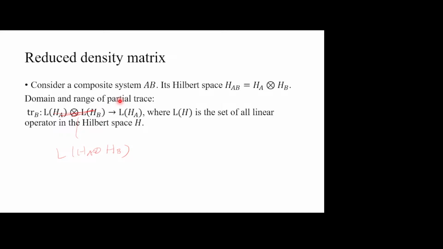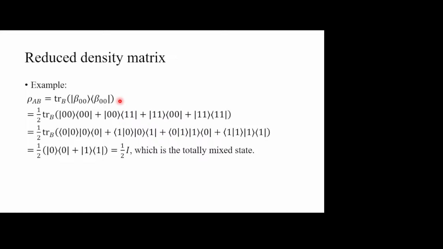Let's see an example. Suppose we are in a pure state. We want to see the reduced density matrix of this EPR pair beta 00. So we trace B of this beta 00. Remember beta 00 equals the pure state 1 over square root 2 times (|00⟩ + |11⟩).